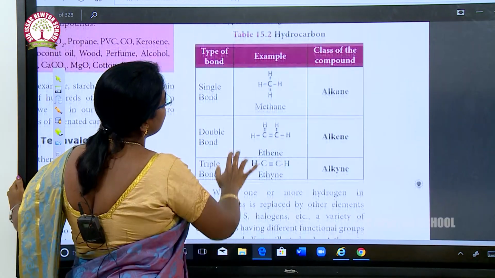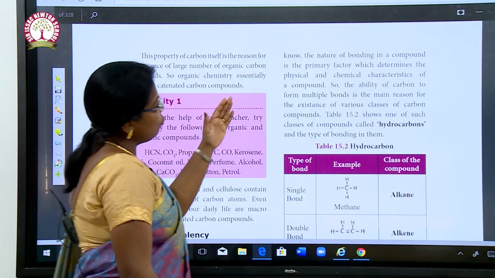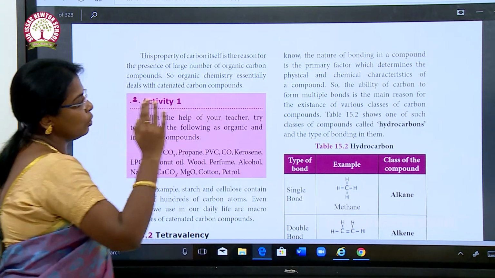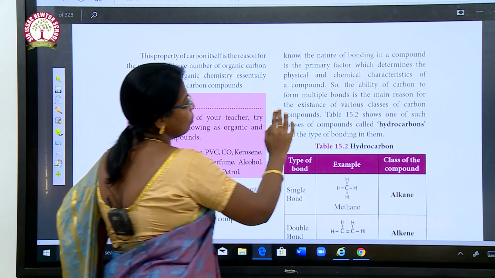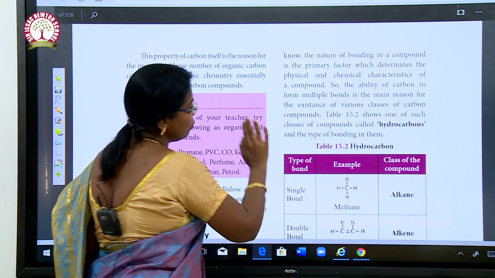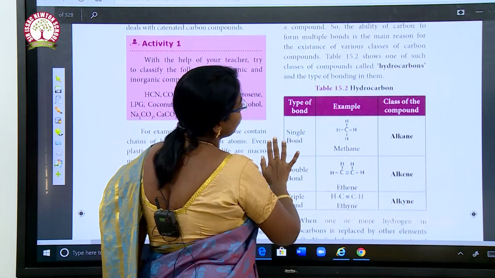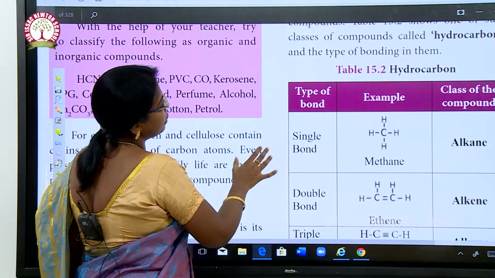The nature of bonding in a compound is the primary factor which determines the physical and chemical characteristics of a compound. The ability of carbon to form multiple bonds is the main reason for the existence of various classes of carbon compounds. This table shows one of the classes of compounds, hydrocarbons, and the type of bonding in them.